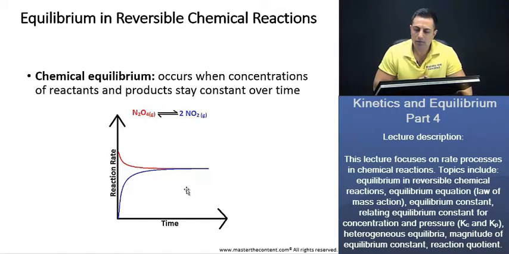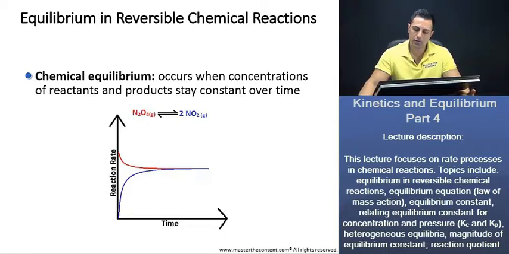Okay, equilibrium in reversible chemical reactions. As we all know, chemical reactions can occur in the forward direction and they can occur in the reverse direction, and that's what's being indicated here by the double arrow. When the rate of the forward reaction equals the rate of the reverse reaction, that's when it's said to have chemical equilibrium. So if we look here at our definition, chemical equilibrium occurs when the concentrations of reactants and products stay constant over time.